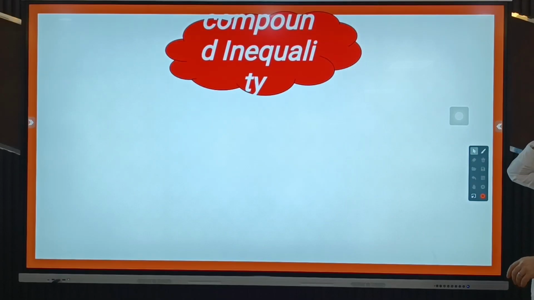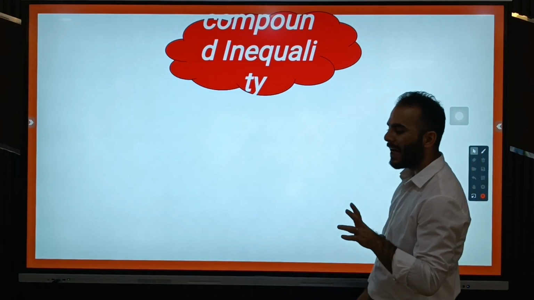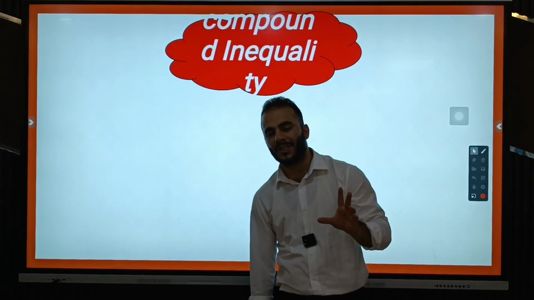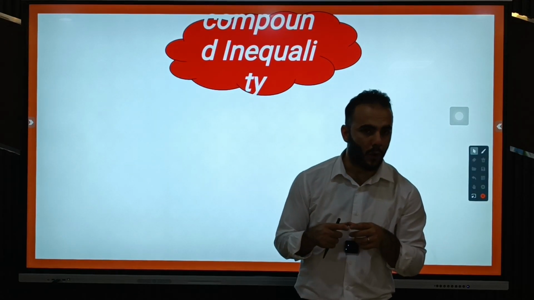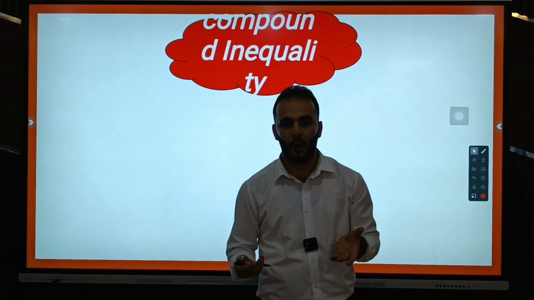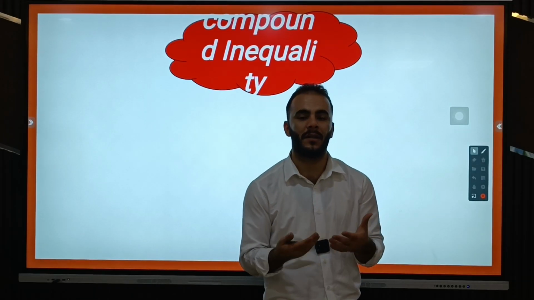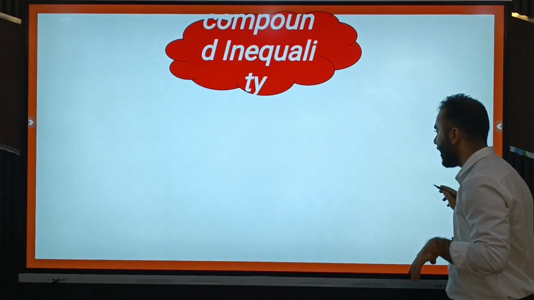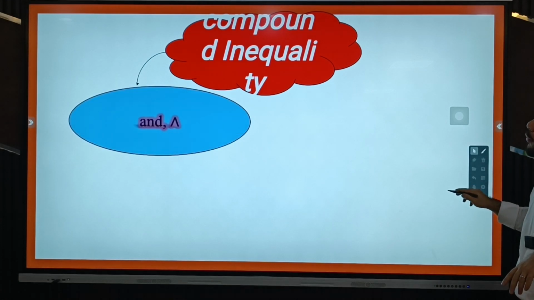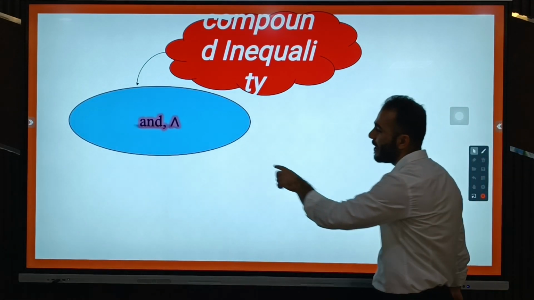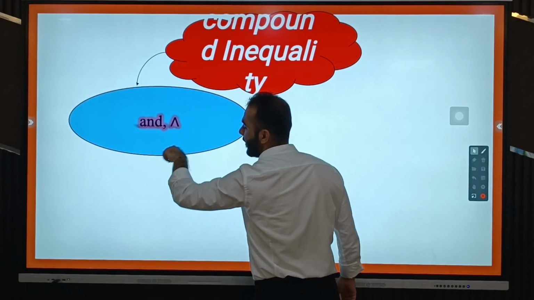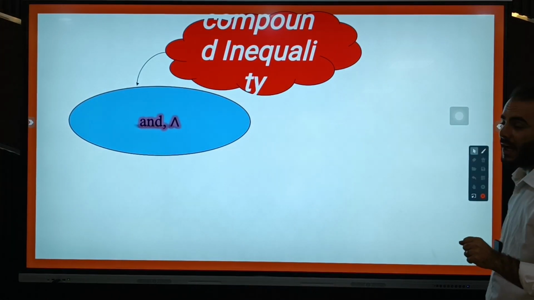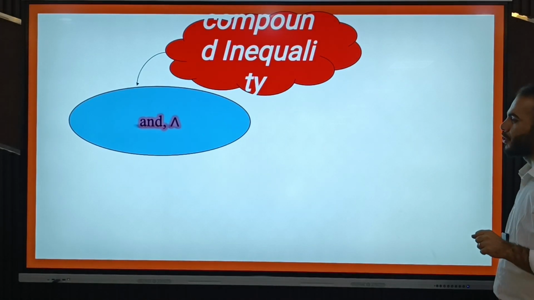The next thing that we are going to study is compound inequality. Compound inequality is about "and" and "or". Remember, we studied them in grade 9. When we have "and", we are dealing with intersection parts. When we have "or", we are facing union. Let's make it clear and clarify it. When we have "and", the notation is just like this, the Kurdish A. That stands for "and" in inequality, for showing two inequalities.